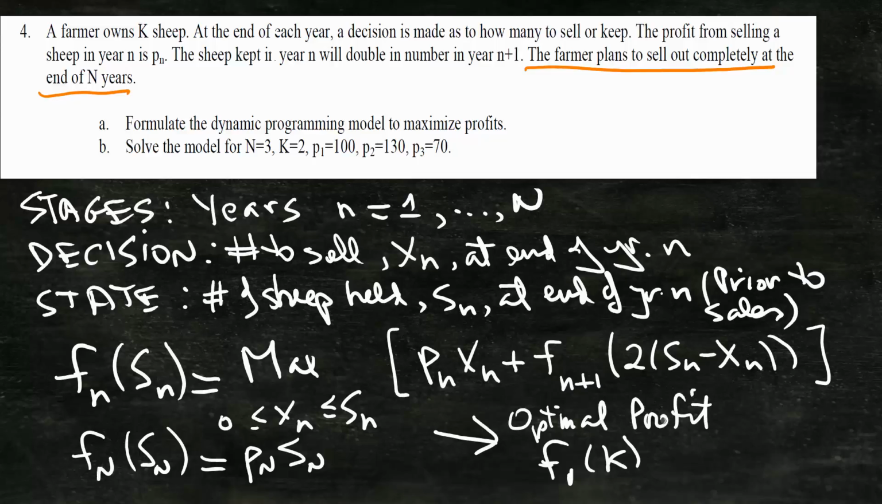Now we're asked, of course, once we have the optimal profit, then we also have to look at how many we sell, keep track of how many we held, and do the backtracking much like we did with the previous problem. Let's take a break before we solve part B.